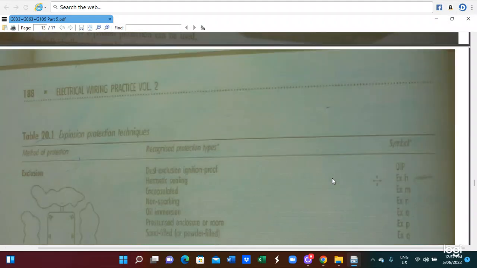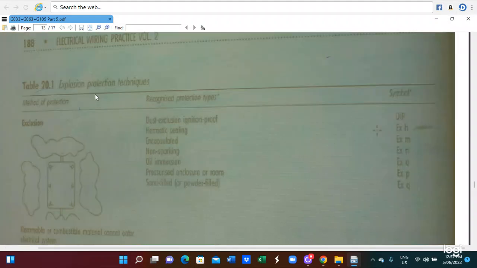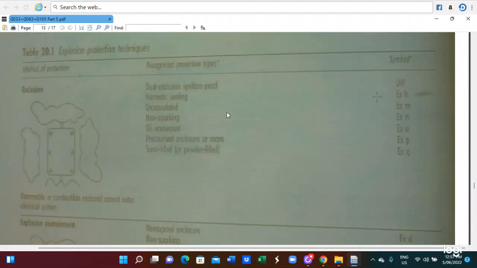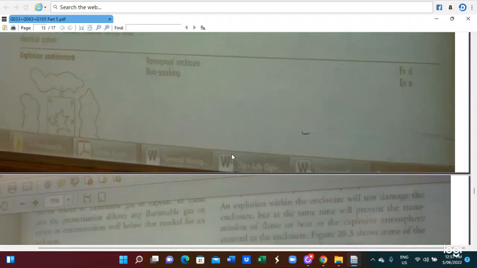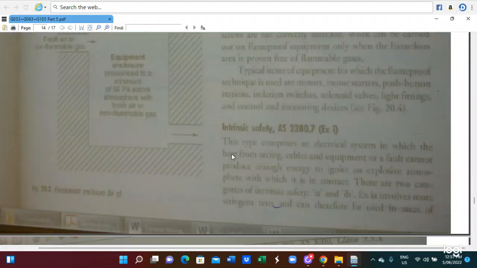Here are the explosion protection techniques. This is the hazardous area explosion protection switch. Here is the explosion protection switch, with its type and its symbol.